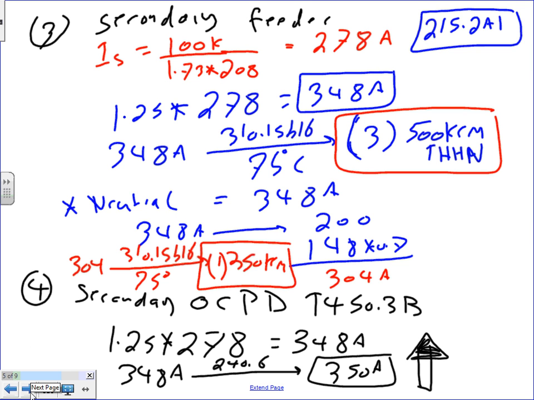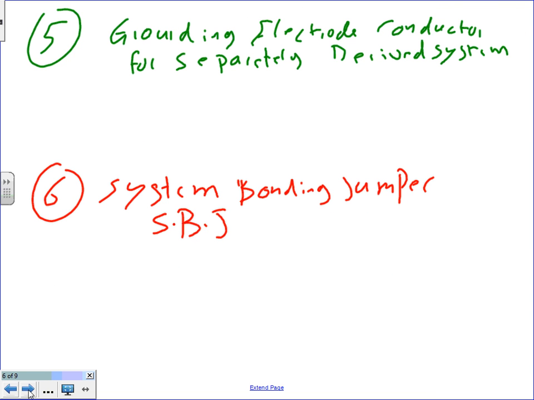I'm going to go size 5. 5 is the grounding electrode conductor, and 6 is the system bonding jumper or main bonding jumper. Okay. Grounding electrode conductor for separately derived system. I'm assuming this transformer is owned and operated by me, so I call it a separately derived system. I own and operate this transformer in my building. It's not the utility, so it's a separately derived system.